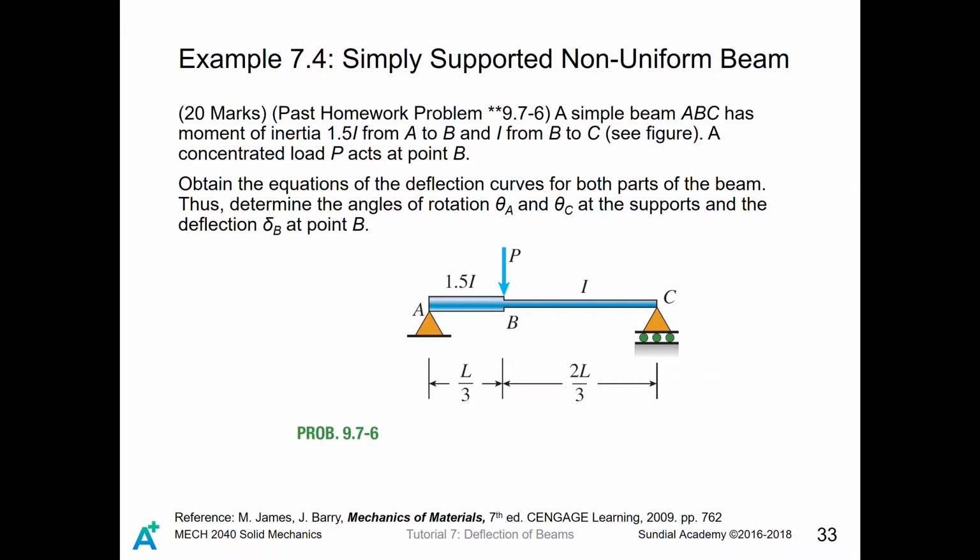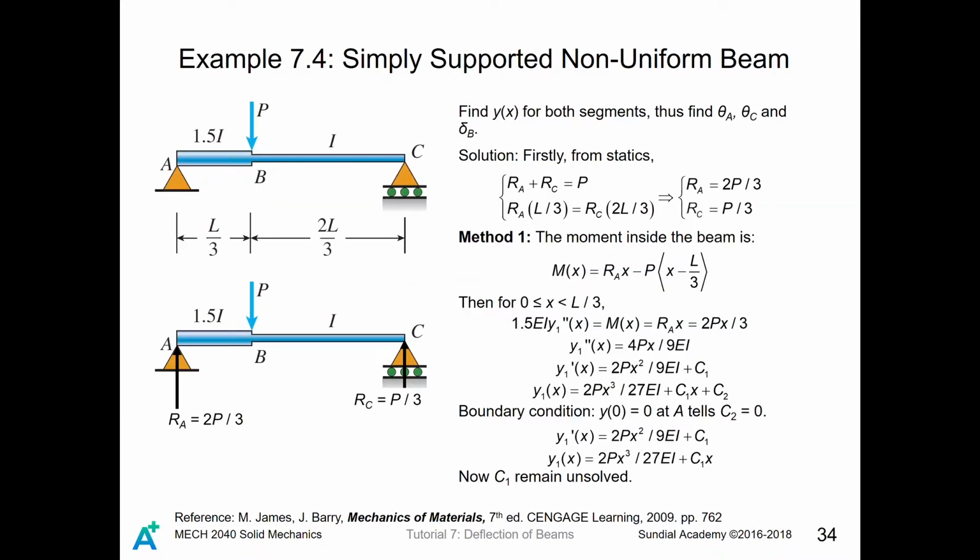We have to obtain the equations of the deflection curve as well as the angle of rotation at A and C. We are also interested in the deflection at point B. So, how to solve this problem? The first thing, of course, we're going to do by statics. From statics, we know that Ra equals 2P divided by 3 and Rc equals P divided by 3.